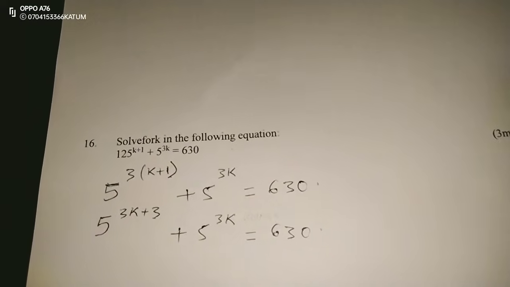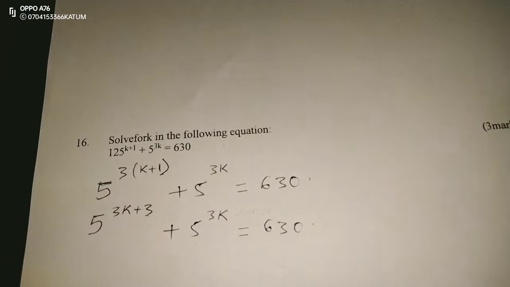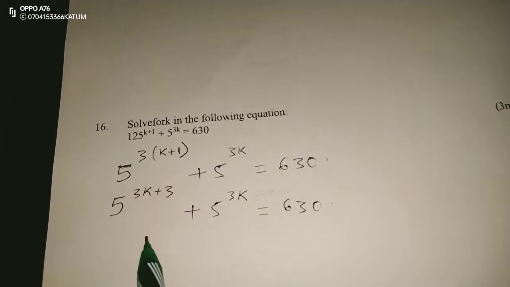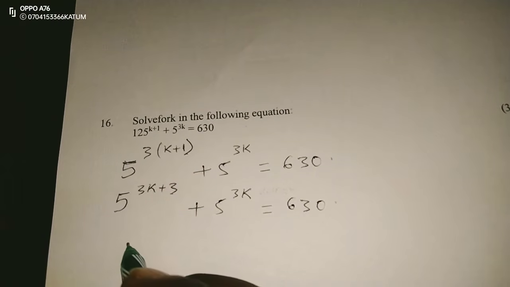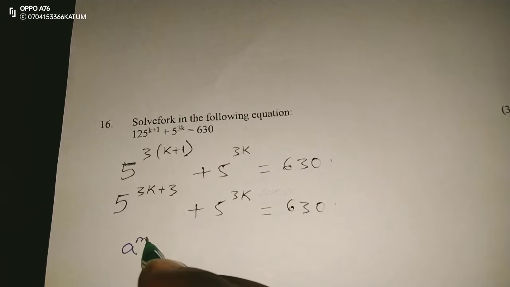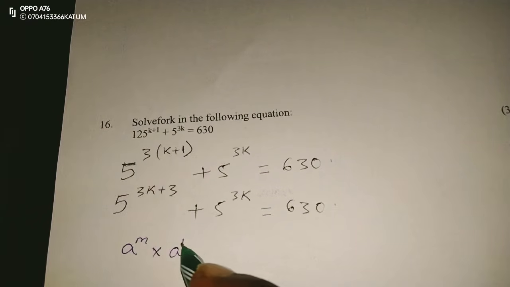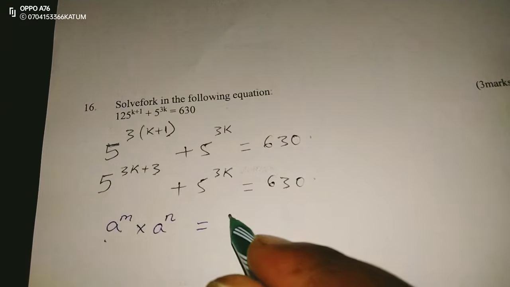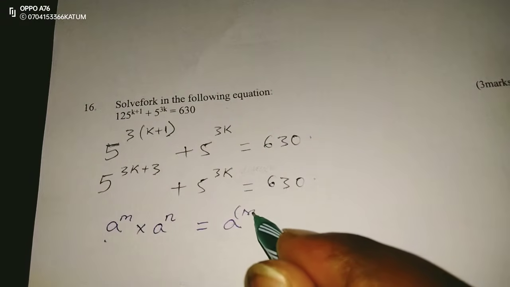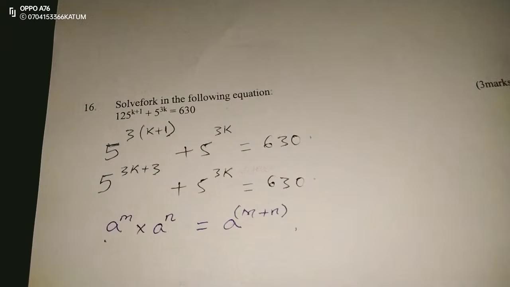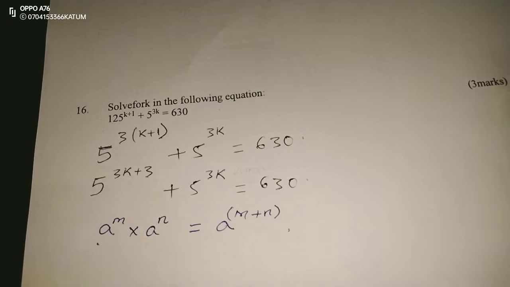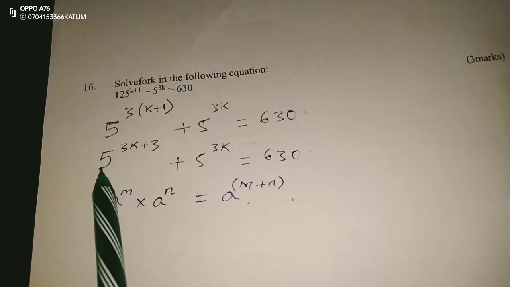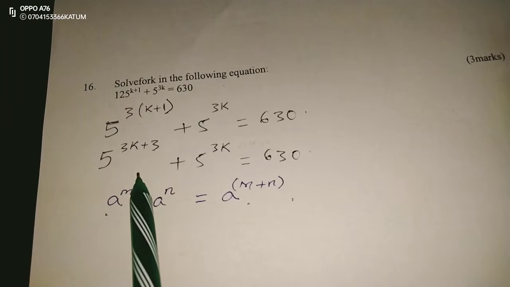We can apply some laws of indices. When we have a number, let's say a raised to m multiplied by a raised to a different index, like n, as long as the bases are the same, we can just take a and raise it to m plus n. This means now we can have the law applied in the reverse way, in which case we're going to take 5 raised to 3k multiplied by 5 raised to 3.